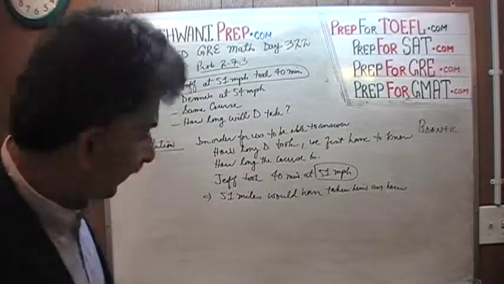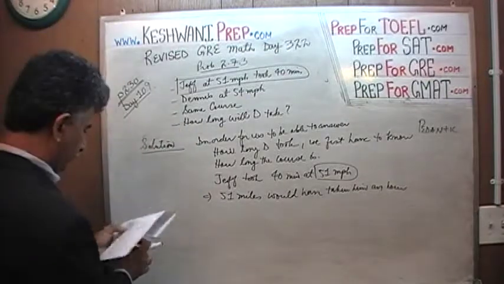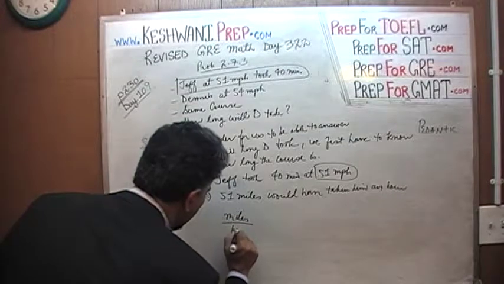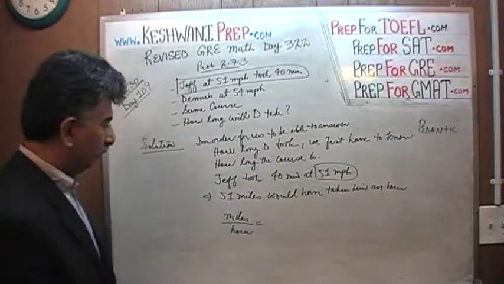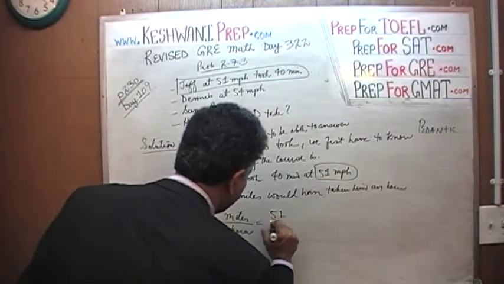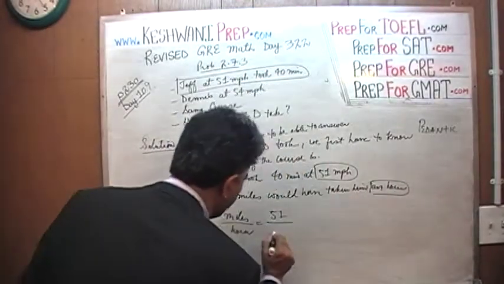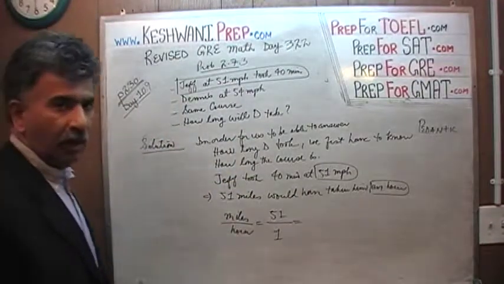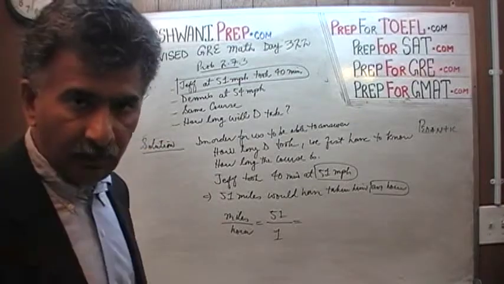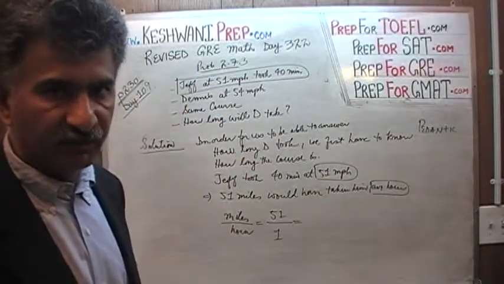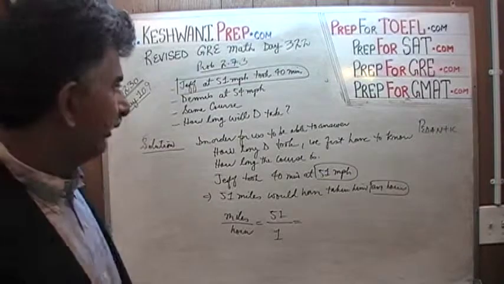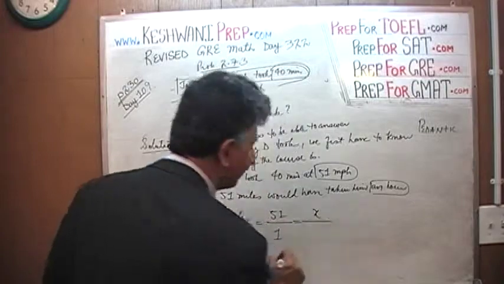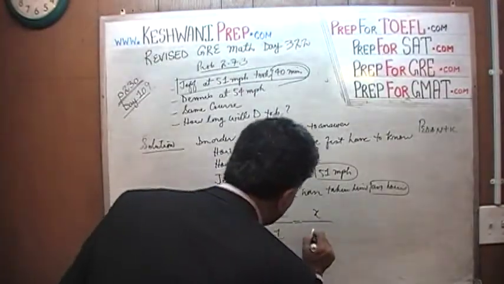Here's our ratio, miles over hours. So we know that he can go 51 miles in 1 hour. The question is, how long do you suppose the course must be, how much of a distance must he have driven if it took him 40 minutes?